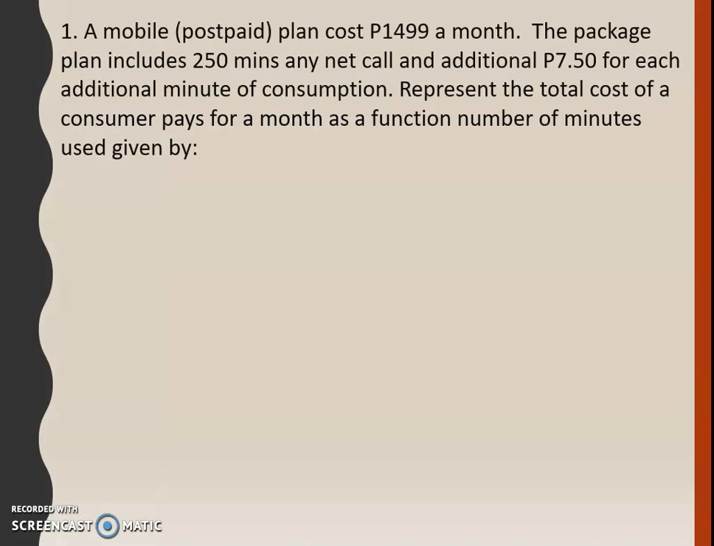Let's start. A mobile postpaid plan costs 1,499 a month. The package plan includes 250 minutes any net call and an additional 7 pesos and 50 centavos for each additional minute of consumption. So we represent the total cost a consumer pays for a month as a function of the number of minutes used, given by: let's represent letter C for the cost and letter M for the minutes. C of M equals, for number 1, the fixed charge of 1,499 a month.